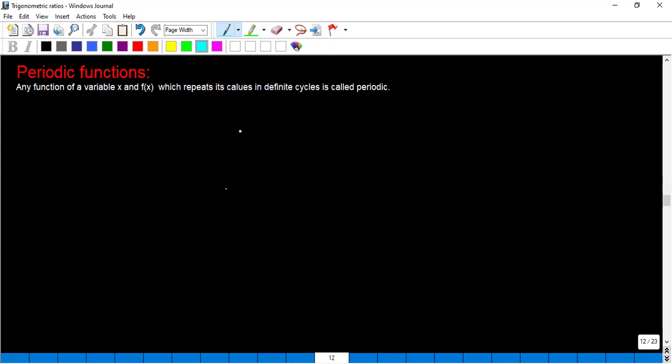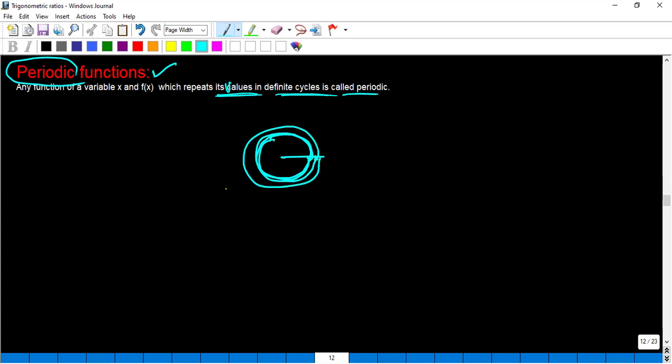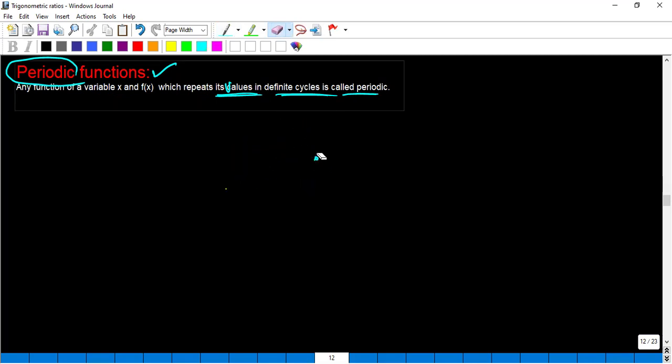Then, what is periodic function? Periodic means which repeats. Any function of variable x, f of x, which repeats its values in a definite cycle is called a period. Okay. Just see here, if I take a circle, we know that this is 360. If I take another round, again I will get to the same point, to the same point. So you need to understand, it is repeating continuously.